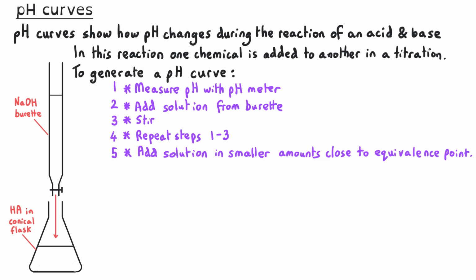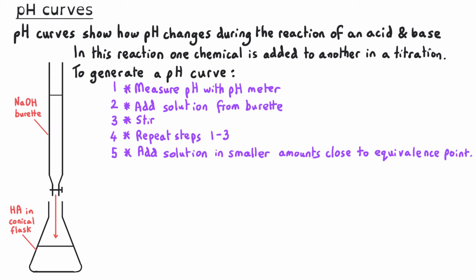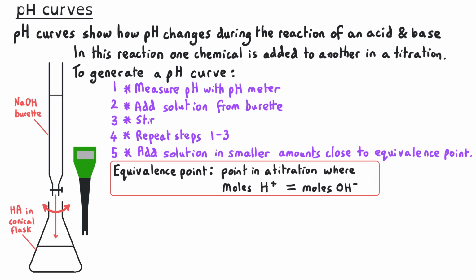And to generate a pH curve, you would measure the starting pH with a pH meter, or you might call it a pH probe, and then you would gradually add more and more solution from the burette, swirling every time you add some solution and measuring the pH every time you add more. And you would add the solution in smaller amounts the closer you get to the equivalence point for this titration. And this will give you a picture of how the pH changes as you add more and more chemical from the burette.